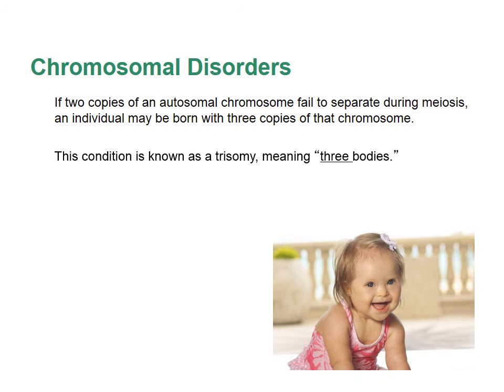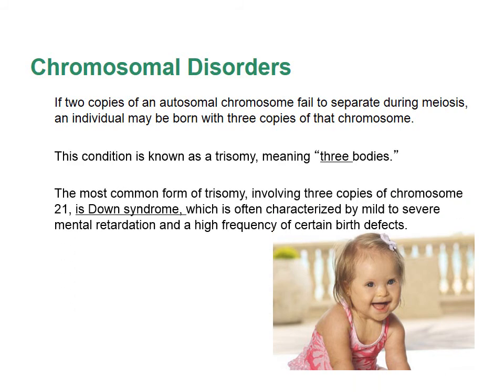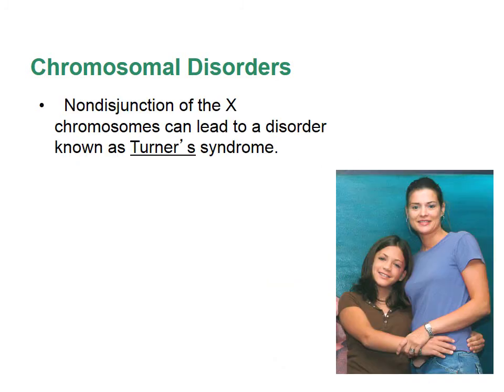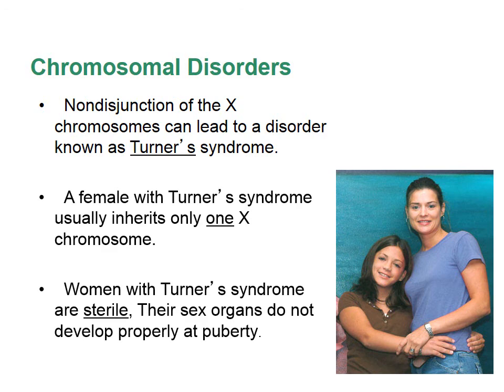So if 2 copies of a chromosome fail to separate, the child can be born with 3 copies of that chromosome, and that's trisomy. One of the most common forms of trisomy is Down syndrome, and it's trisomy of the 21st chromosome. Another type of chromosomal disorder is Turner syndrome. I talked about this in class, and that's when you just have one X. Okay? So this would be monosomy, with the one X. Usually women with Turner syndrome are sterile because their sex organs don't develop properly at puberty. The girl on the left is one with Turner syndrome.